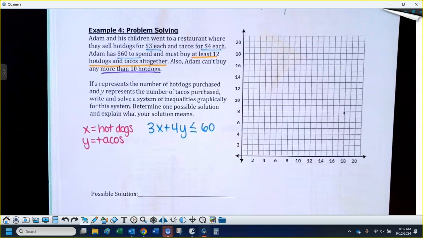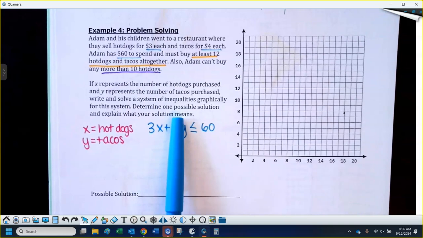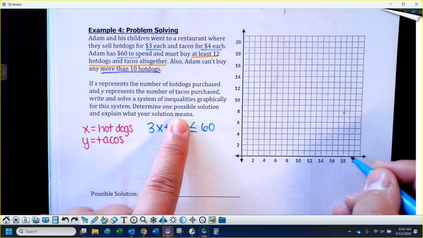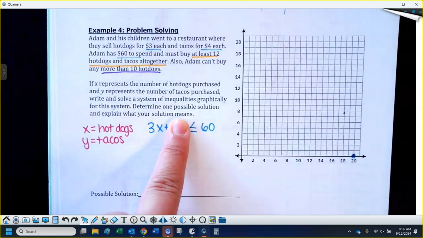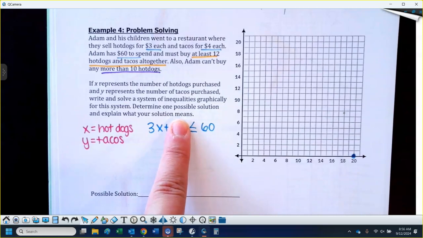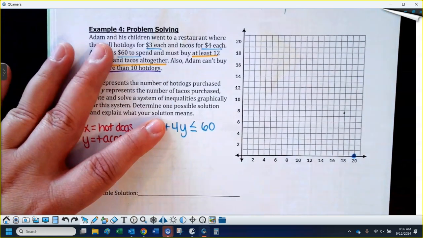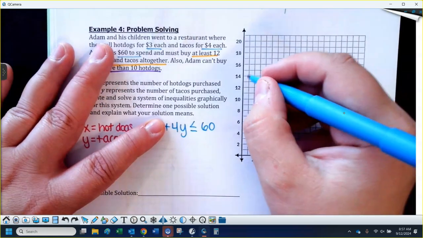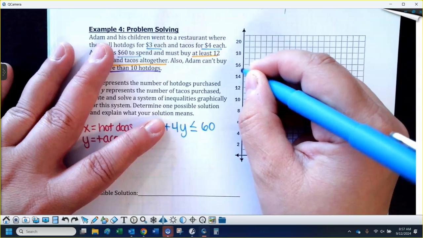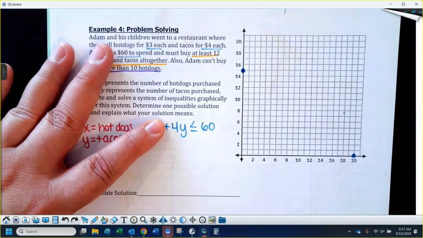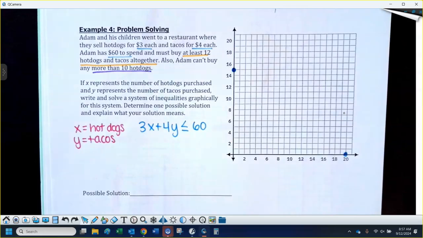Okay, now what I would tell you here, I would just use intercepts on this particular question because 60 is divisible by both of those numbers. What is 60 divided by 3? 20. So on your x-axis, you'd be at 20. That means you bought 20 hot dogs and you spent all $60. That's what that point would mean. Okay, does anybody know what 60 divided by 4 is? 15. Okay, so that would be your y-intercept. And that would mean I bought all tacos and spent all $60.